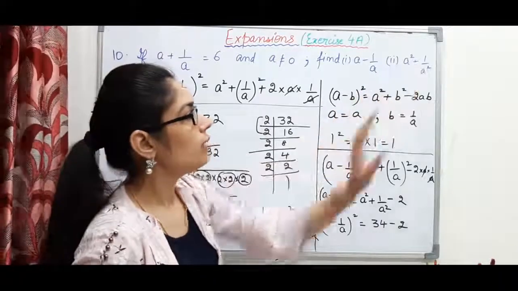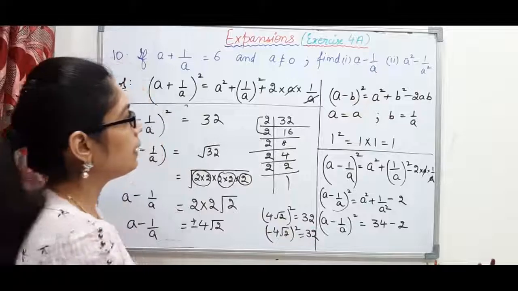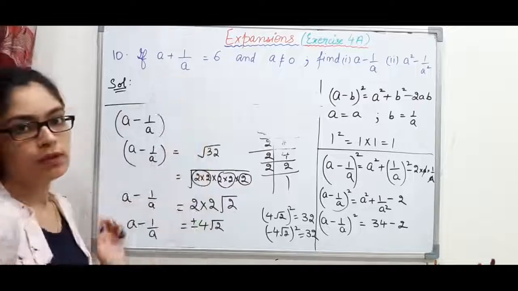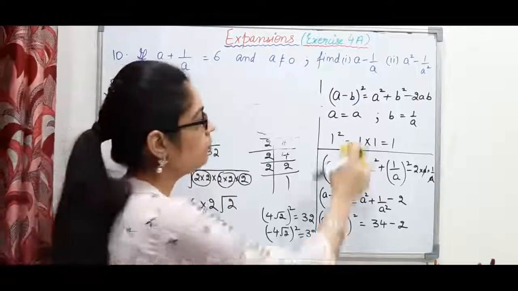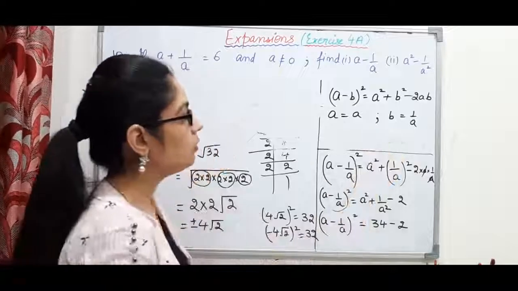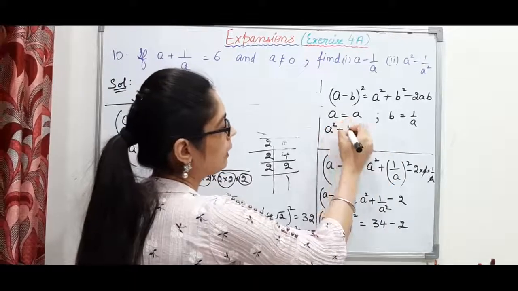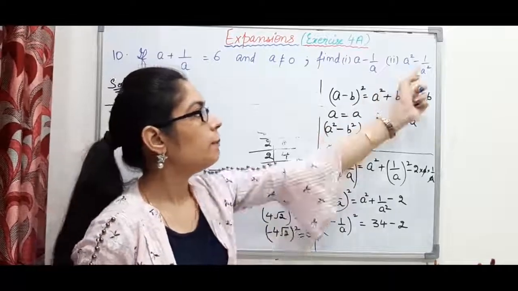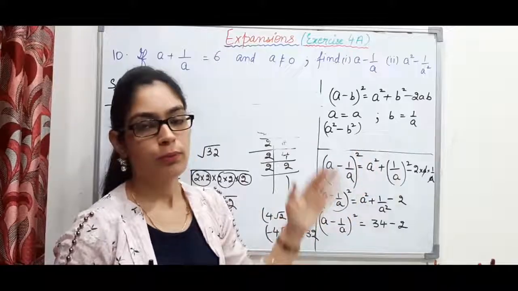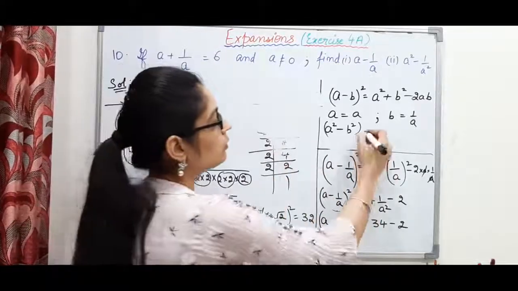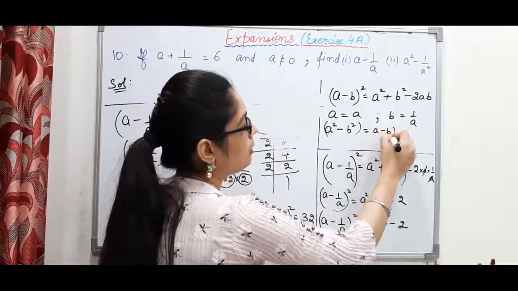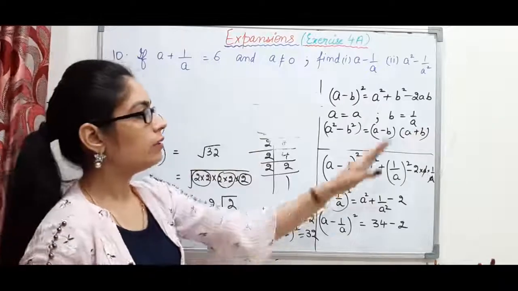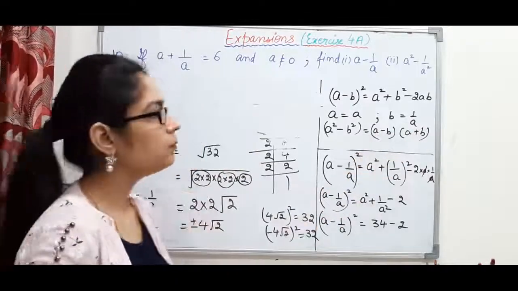Now the second thing which we have to find is a square minus 1 by a square. See, now if you remember, one third identity also we have done. 3 identities in total I told you at the starting. So this one is a square minus b square, and as you can see also our a is a only. So a square minus b, where b is 1 by a. So this is in this form only, a square minus b square. So this is equal to a minus b into a plus b. A square minus b square is equal to a minus b into a plus b.